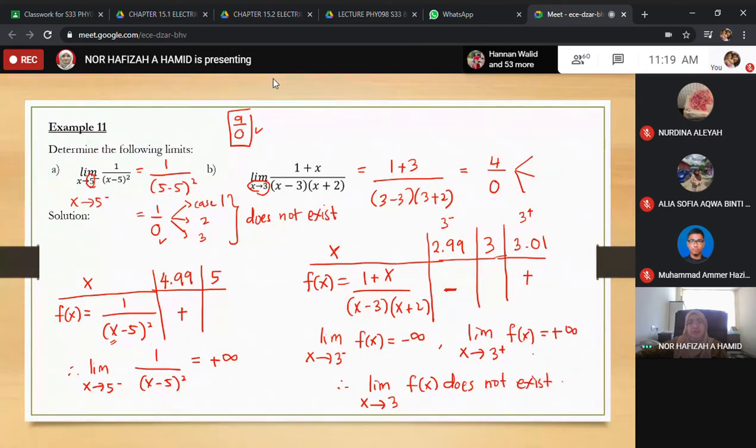Okay. Sebab dia nak soalan dia nak yang two-sided. Sebab tu last kali you kena conclude lah. Conclude yang two-sided limit. Okay. So ini for example 11.